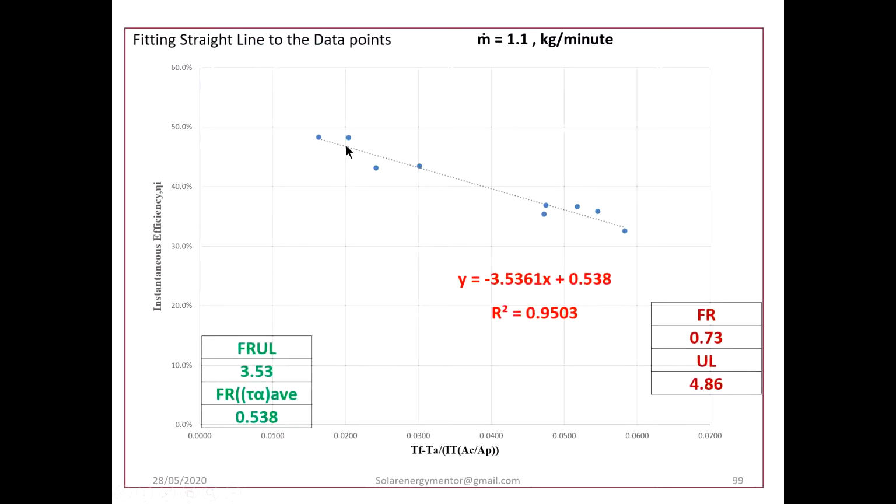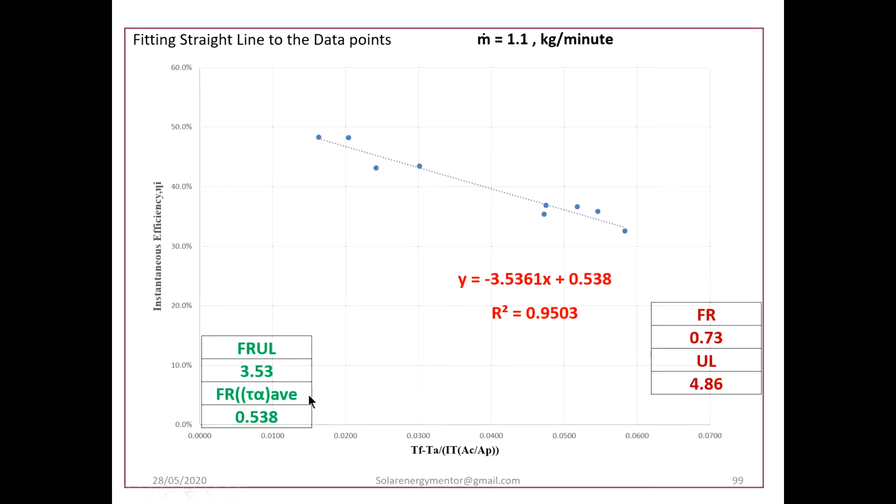So if we fit a straight line to this, we will get an equation of the line as y equal to minus 3.5 x plus 0.538. As we have seen earlier, the equation of the straight line is y is equal to mx plus c. So this m is nothing but the negative slope of the line. So this corresponds to FRUL. So FRUL is 3.53 for this fit, and then the constant c, the y-intercept, is 0.538, that is FR tau alpha average.